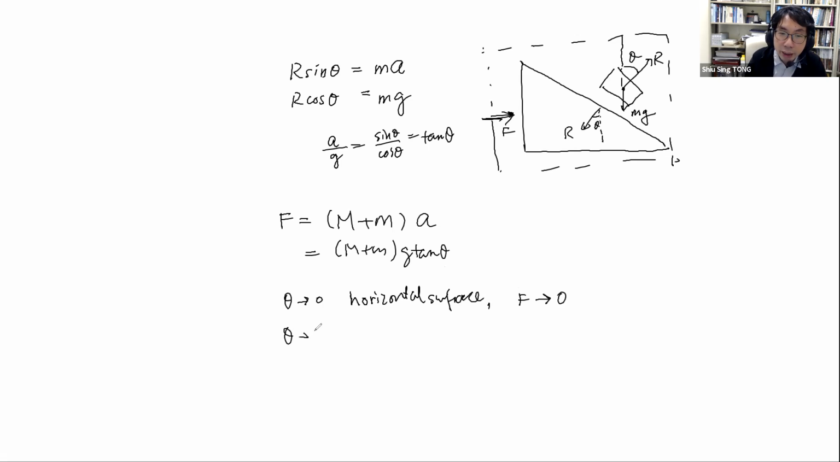How about if theta tends to 90 degrees or pi over 2? We find that the surface is now becoming vertical. Now for this case, we draw it like this.